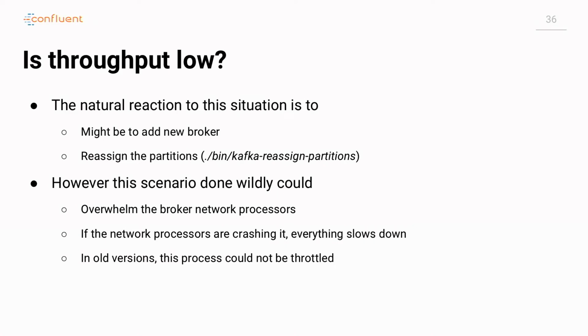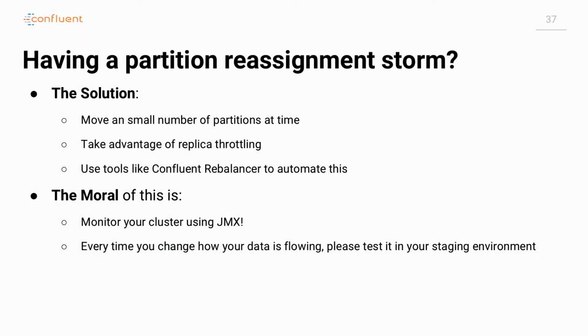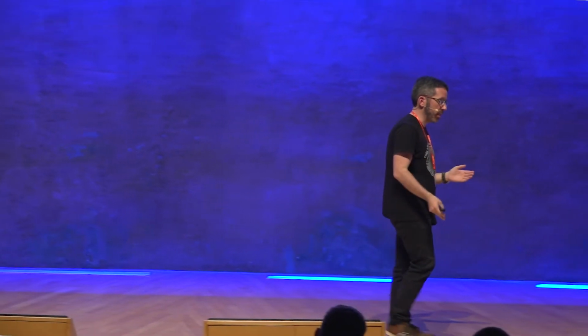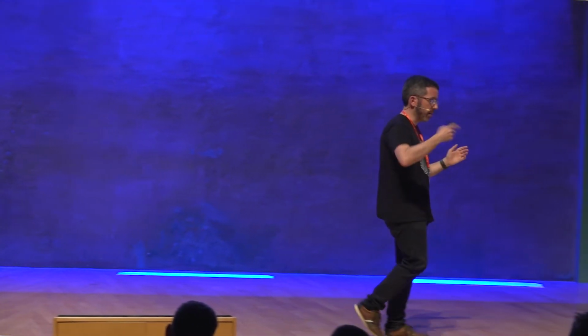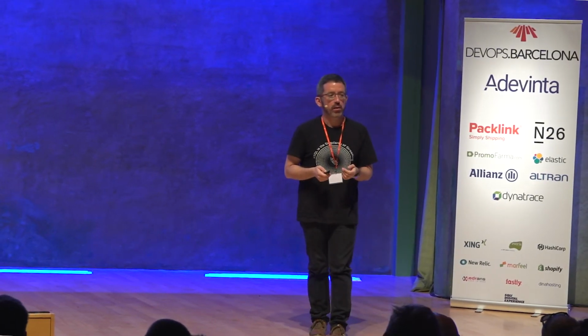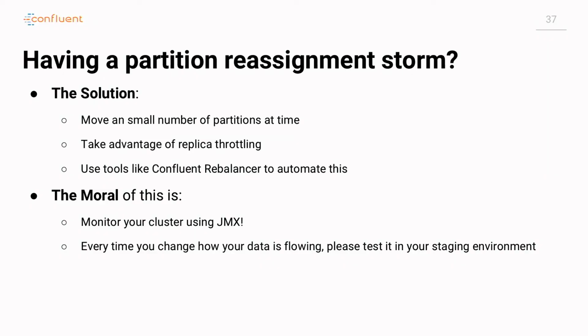If your network processors are crashing, everything slows down. So your network processor needs to be happy. The solution: move a small number of partitions at a time. If you have 100 partitions to be moved, always move a small number. This is also interesting because, especially until version 2.1, the metadata got stale quite a lot. It means that, especially in a high throughput scenario, the metadata, the information that tells where things are, got stale. And this is bad for rebalancing.